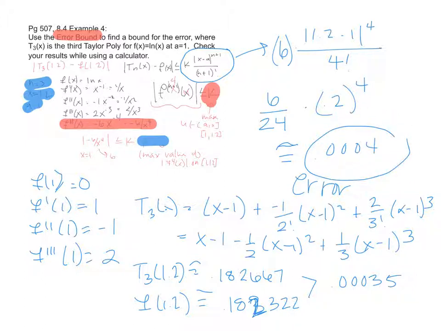And sure enough, this is less than 0.0004. So the error bound was correct and provided a boundary that your error will be less than this. Your total error is less than this value, which is true. When I actually calculated the error, indeed I got 0.00035, which is less than 0.0004.